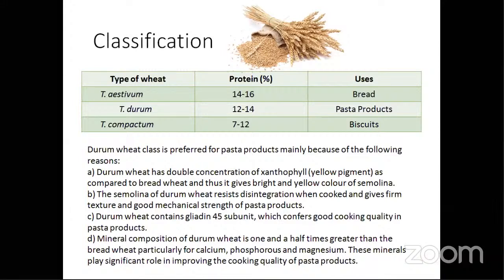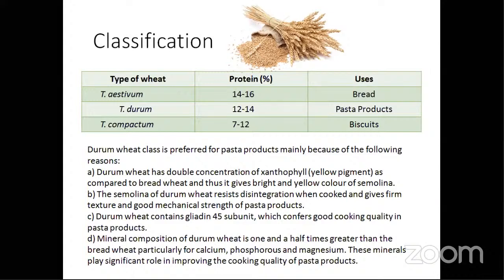So first thing is durum wheat has double the concentration of xanthophyll, that is the yellow pigment. So it gives it a bright yellow color. Then the second thing, because it is a very hard wheat variety, it resists disintegration when cooked and gives firm texture and good mechanical strength to the pasta products.